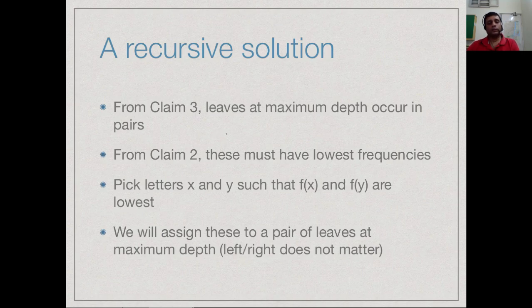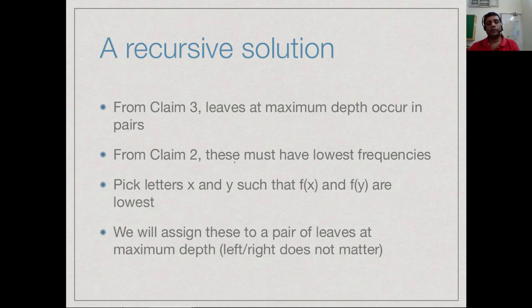Right? So this is a conclusion: leaves at maximum depth occur in pairs. And then we know that because the frequencies keep dropping as we go down, increasing in depth, these pairs must have the lowest frequencies, among the lowest frequencies. So now in order to develop a solution, we will use recursion.